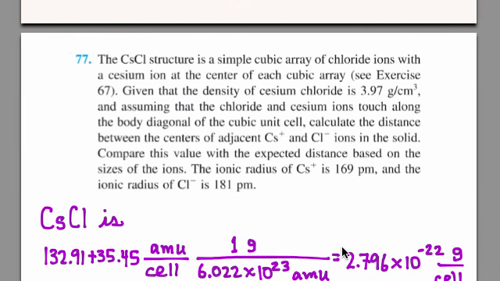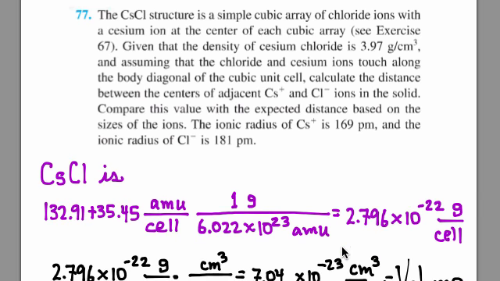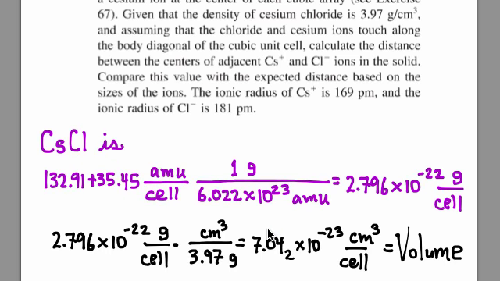Here's another one. It's a tricky one. Cesium chloride. We saw the unit. It was a body-centered cubic. But in any case, I'll take the AMU per cell. Again, change it to grams per cell with this cute little Avogadro's number gram conversion. And then I use the density, 3.97 grams per cubic centimeter, they gave to me right here.